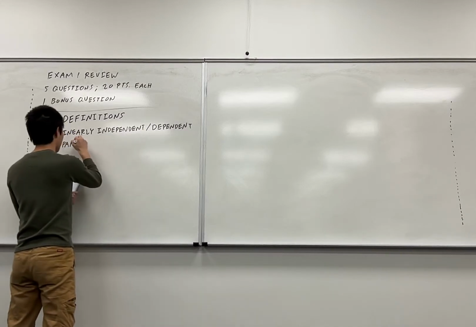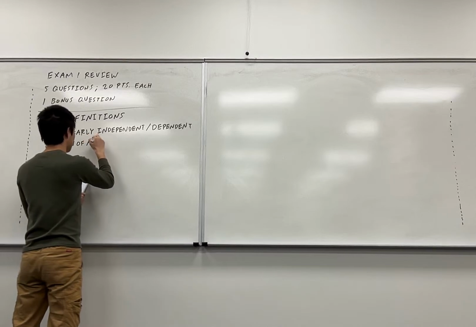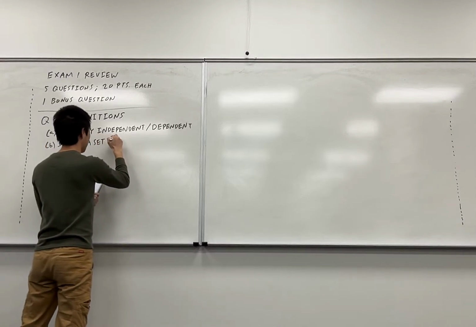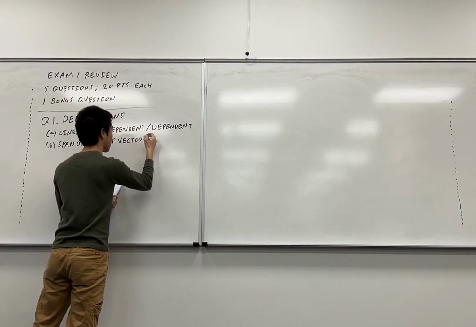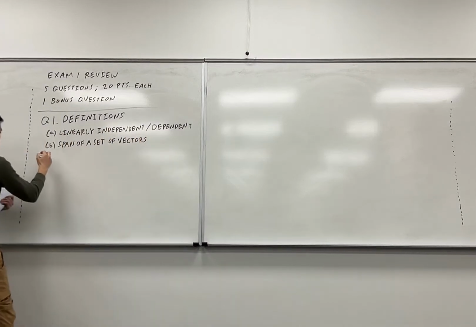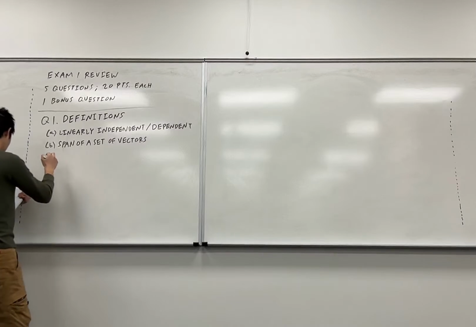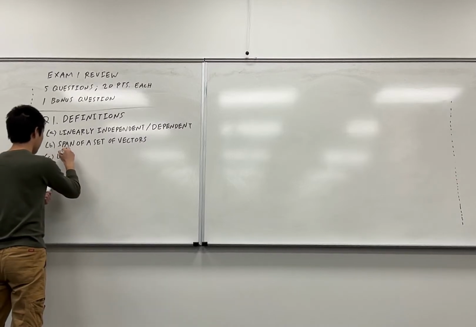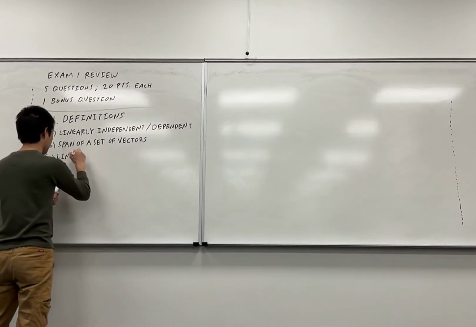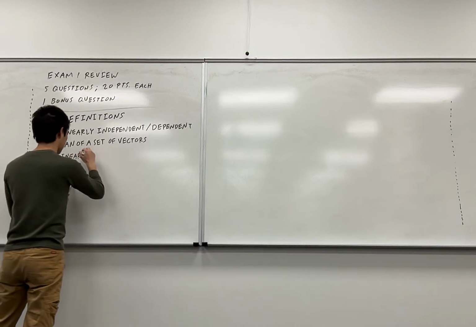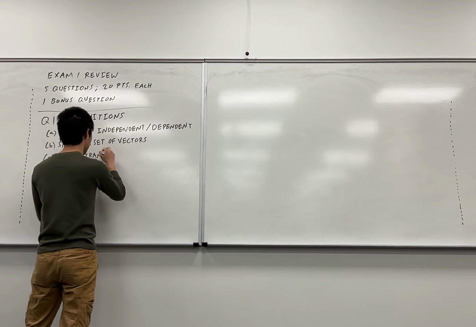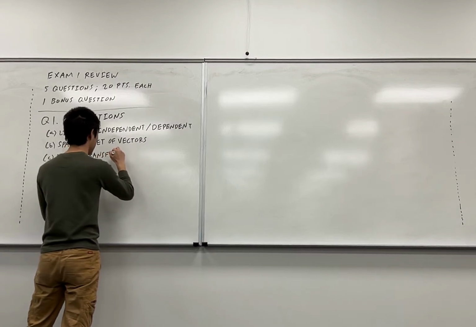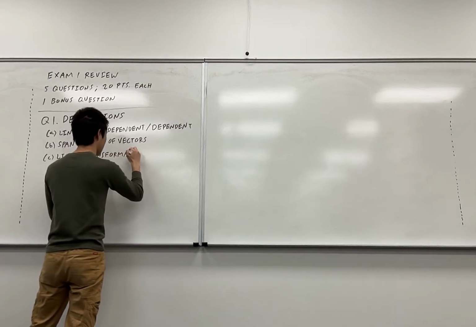Okay, the span of a set of vectors. It is not a matrix, right? And what defines a linear transformation, specifically, as opposed to just a general mapping? What properties define a linear transformation?